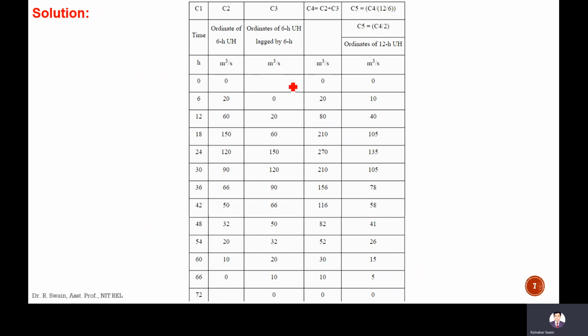the ordinary 6 hour unit hydrograph lagged by 6 hours. Okay, that unit hydrograph's ordinates we will write after 6 hours. It is lagged by 6 hours, we will shift the unit hydrograph by 6 hours. So if we add this to this, we will obtain the DRH of 12 hour, 2 cm. This is 1 cm, this is 1 cm. So 2 cm excess rainfall, that is the DRH.